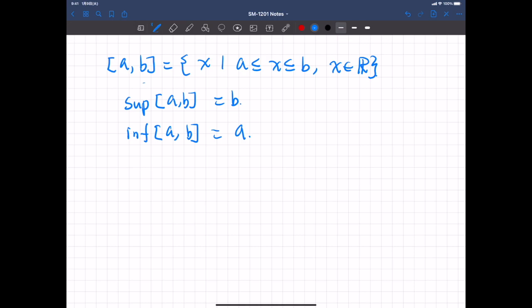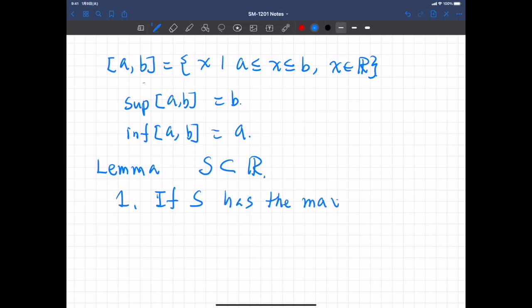So more generally, we can say that if, so let's say S is a subset of real numbers. If S has a maximum, so it has a maximum element, then let's call it B. Okay, maximum element B, then B is the supremum.